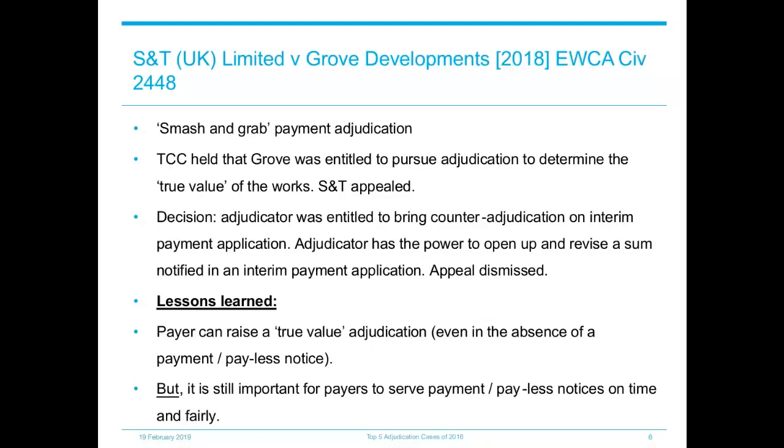The Court of Appeal followed the decision of the TCC and dismissed the appeal by S&T and found that Grove were entitled to bring a counter adjudication. They held that the court has the power to open up and revise a sum notified in an interim payment application if the interim payment application determines what is payable. Therefore, as an adjudicator has the same powers as the court, and there is no limit on the jurisdiction of an adjudicator that would prevent him being able to exercise that power, the adjudicator was entitled to do so.